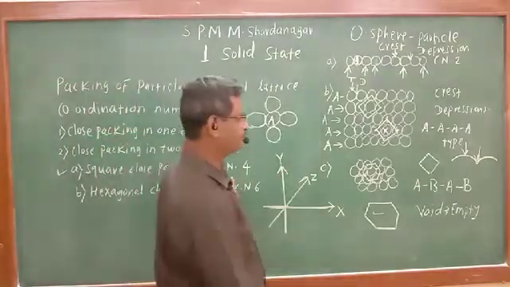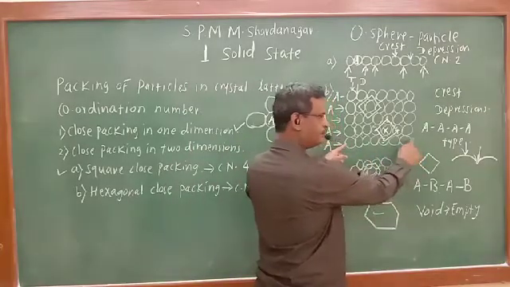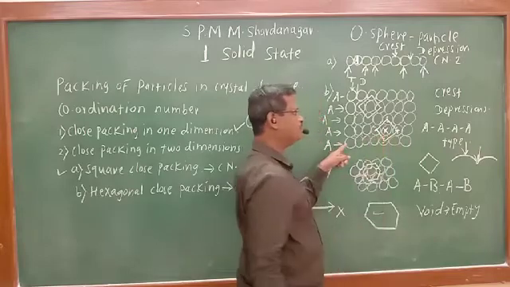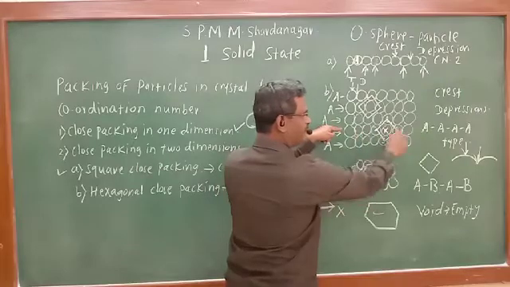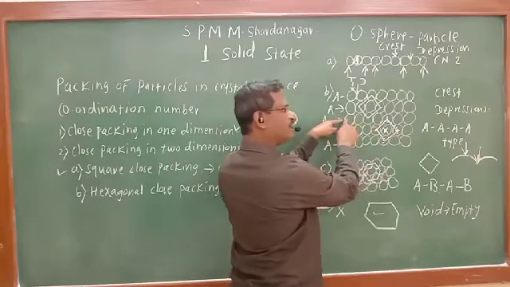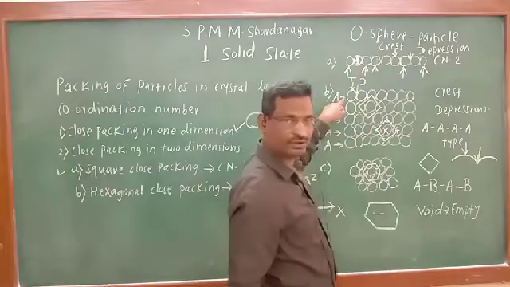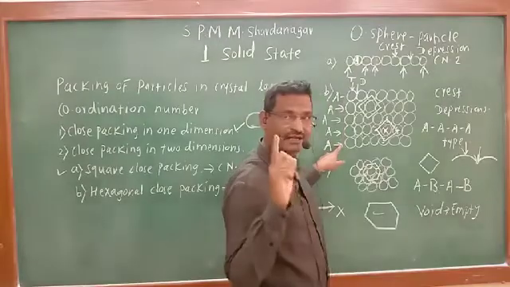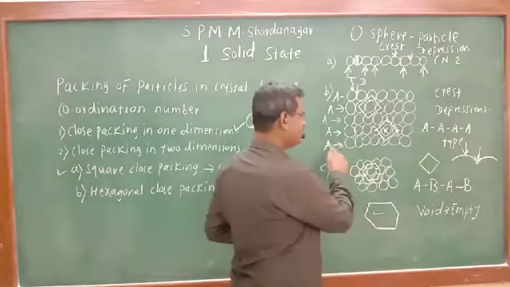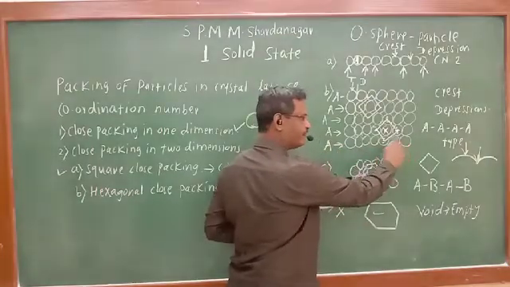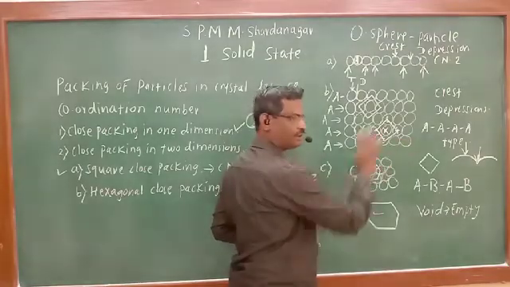Square close packing. See, this is the one dimensional layer. This one dimensional layer is followed by a second layer, which is also one dimensional. This is followed by a third one dimensional layer, fourth one dimensional layer, fifth, and so on. How the layers are arranged, that is the important part. See, this is a layer where in a one dimensional manner particles follow each other.